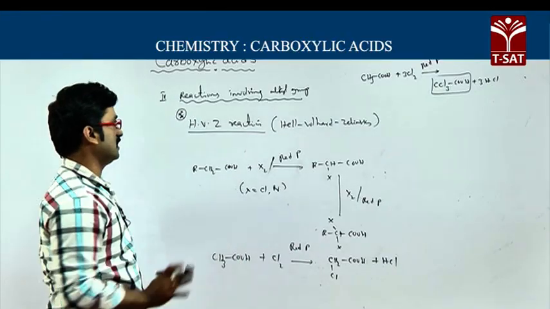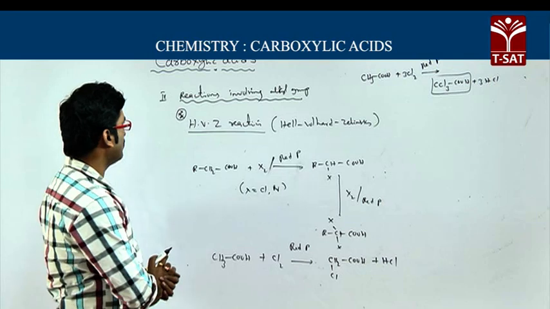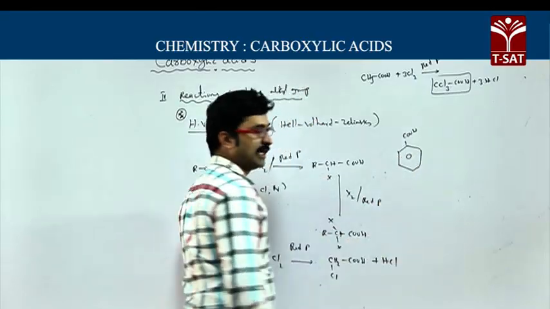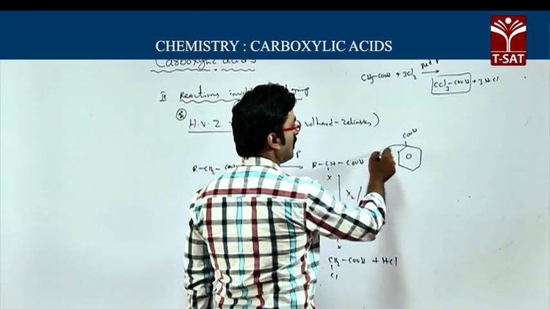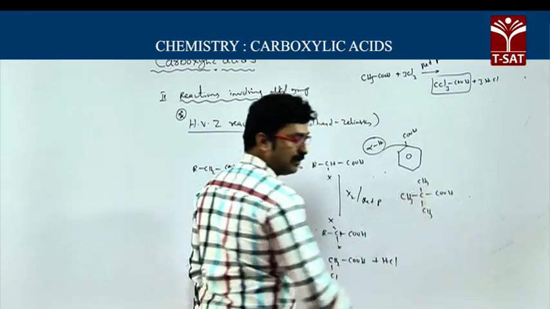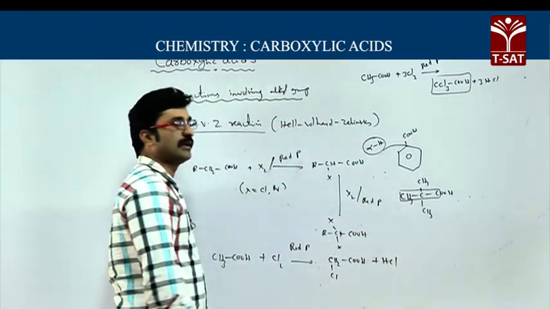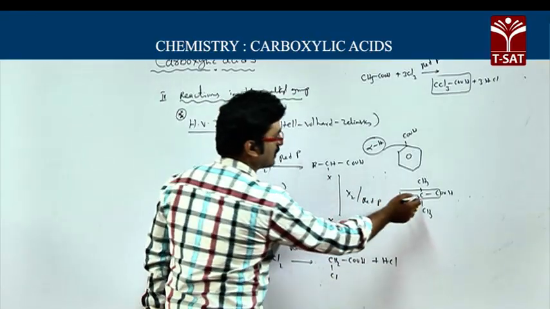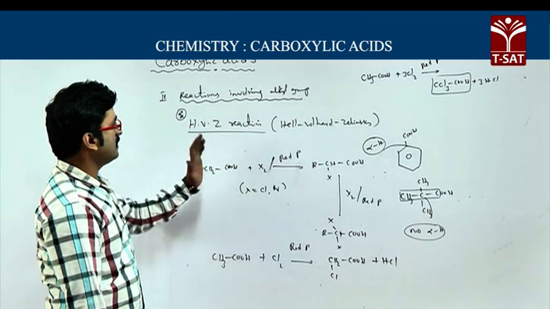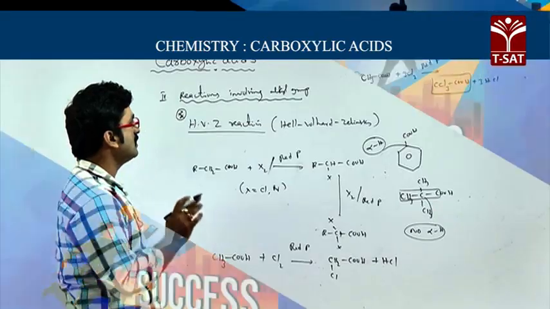And this reaction is known as the Hell-Volhard-Zelinsky reaction. This is very important. And this reaction is not given by benzoic acid, because benzoic acid has no alpha hydrogens. Okay, and this is also not given by 2,2-dimethyl propanoic acid, because it has no alpha hydrogen. Okay, so the HVZ reaction is given by the carboxylic acids which contain at least one alpha hydrogen.